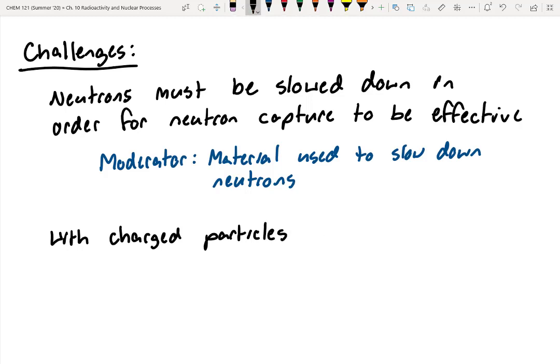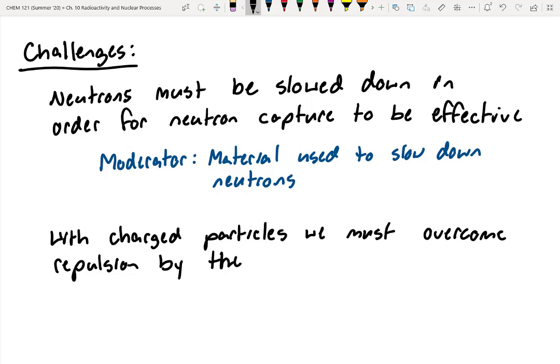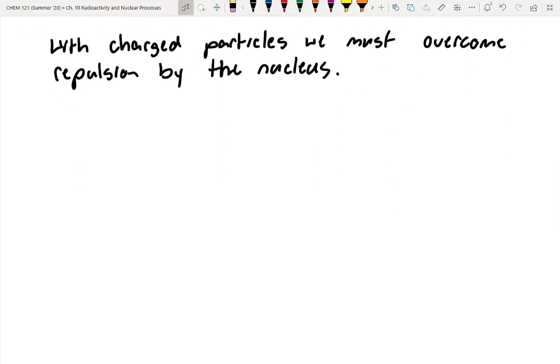We must overcome repulsion by the nucleus. Right? So you can imagine if we have a positively charged particle, it doesn't want to get close to the nucleus because the nucleus has a positive charge, right? And if we have a negative particle, it doesn't even want to go through the electron cloud because the electron cloud has the same charge, right? So the easiest way to do this is to speed them up, provide them with a large amount of energy.